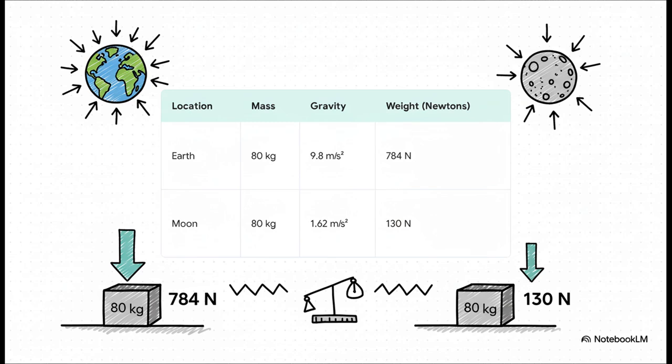Take a look at this 80-kilogram object. On Earth, its mass is 80 kilograms. On the moon, its mass is still exactly 80 kilograms. But its weight, whoa. On Earth, it weighs 784 newtons. But on the moon, where gravity is way weaker, it only weighs 130 newtons. Same amount of stuff, totally different gravitational pull.